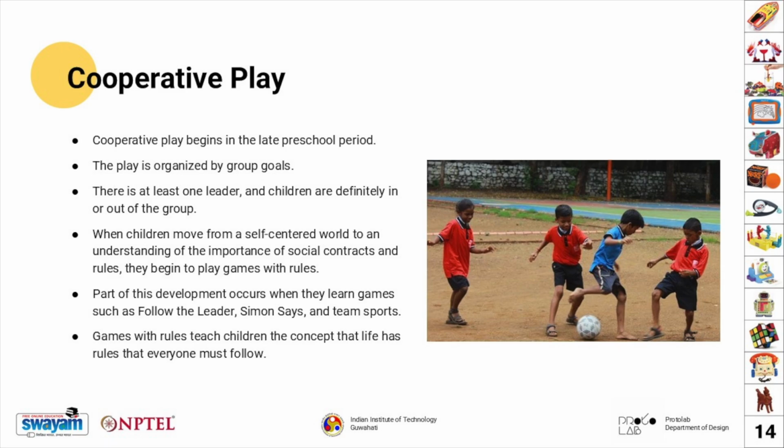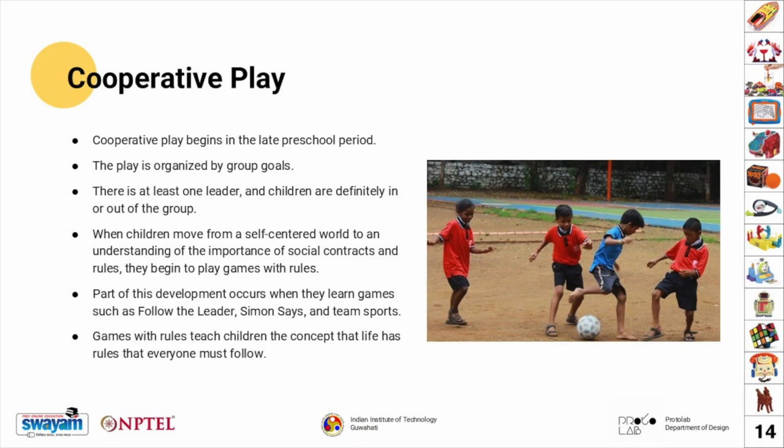For example, in team sport or board games, children must wait their turn, follow rules, and respect outcomes. These are essential life skills. For designers, cooperative play is where systems matter. Rules, turn-taking mechanisms, scoring, and balance become design challenges. This stage also shows how toys can create communities.